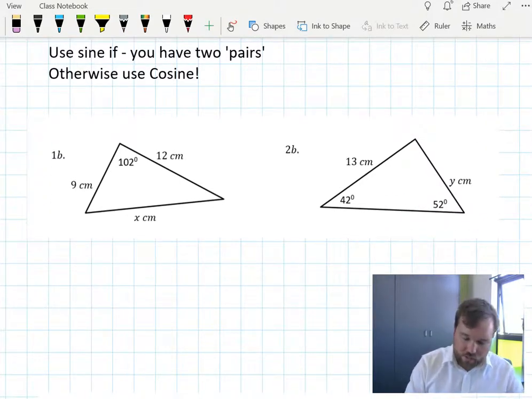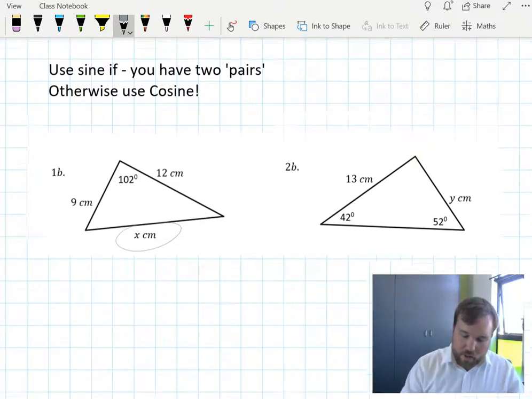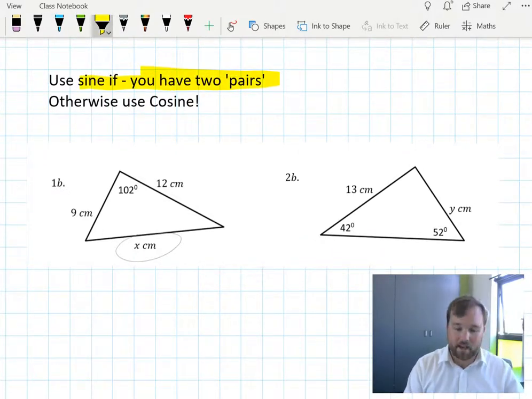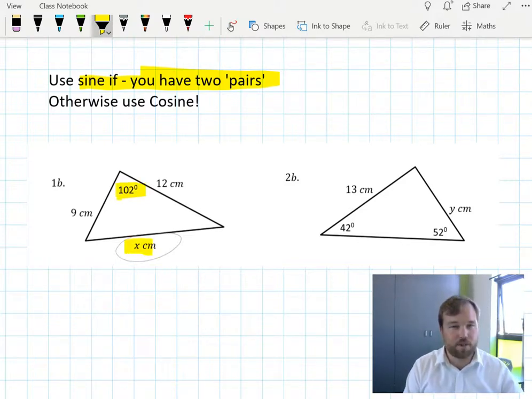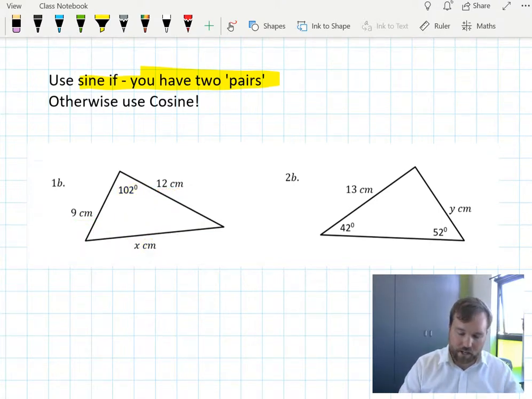Alright, so first up, we're finding a side. You should remember that you have two forms of the sine rule and two forms of the cosine rule. We're thinking about using sides. My advice is to try to set up the sine rule by using two pairs. A pair is when you have an angle opposite a side, even if the side is the one you're trying to find. The issue is there's no other pair. 12 doesn't have a pair, and 9 doesn't have a paired angle. So here, we don't have those opposite pairs, therefore we can't use sine rule.